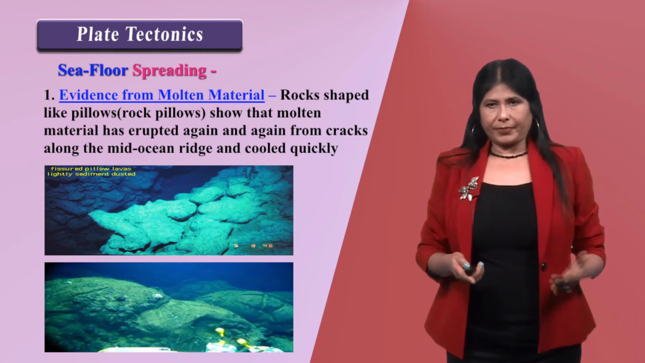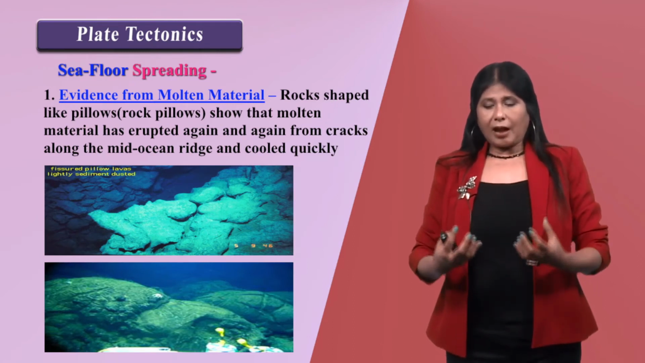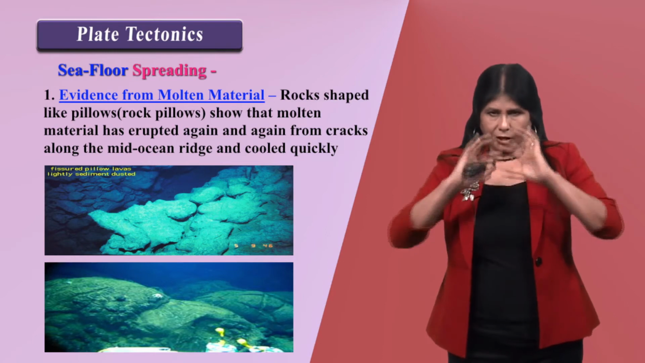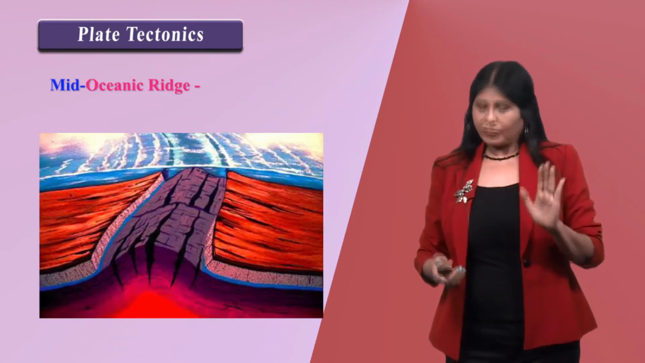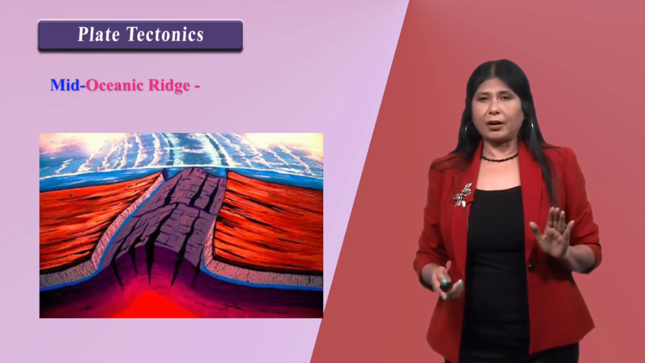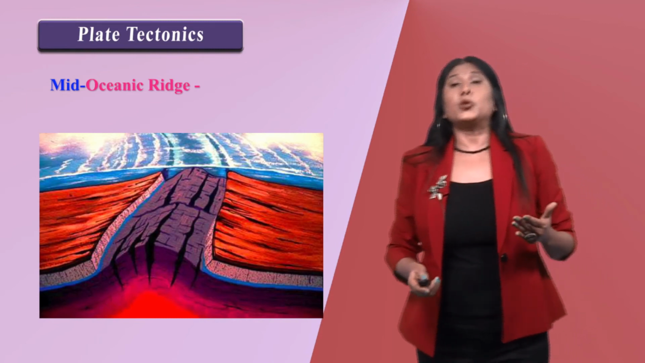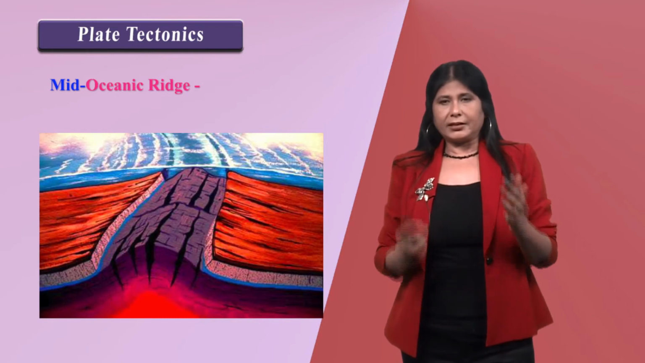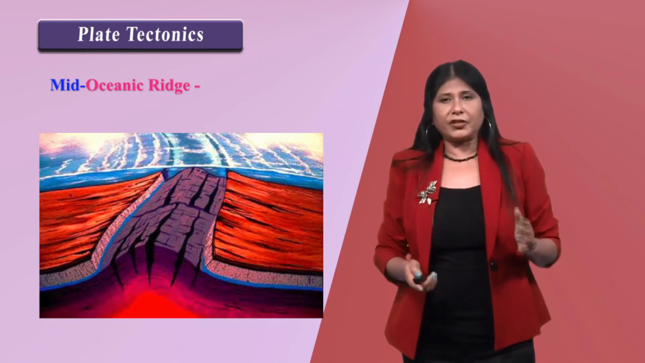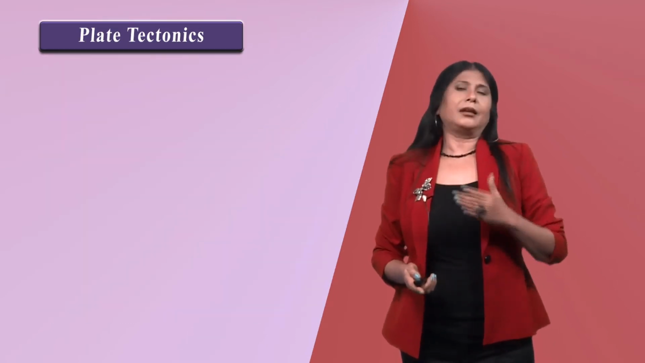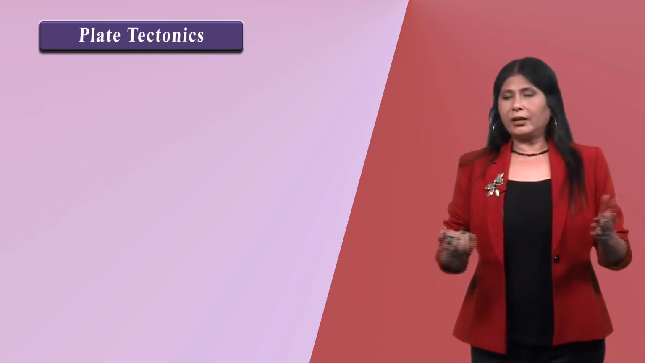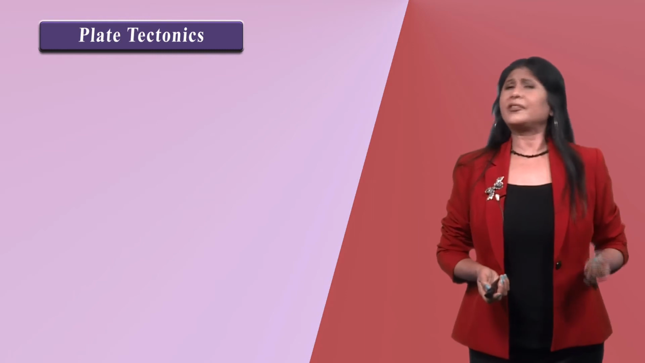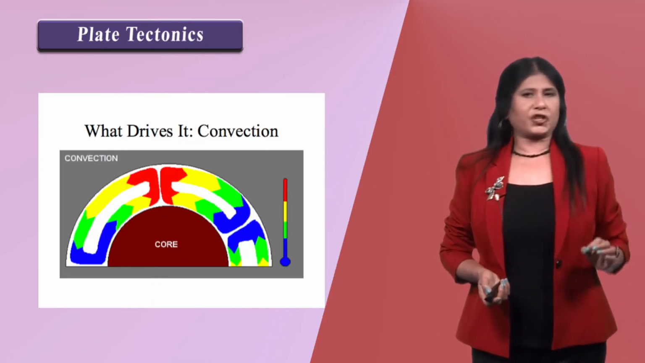Pillow lava. This is when lava cools in the water, it forms a pillow shape. Pillow lava is found all over the central part. This is the mid-oceanic ridge. The central part is still hot and rifting, and the whole block looks like this. So here comes back the question, what drives it? Convection.